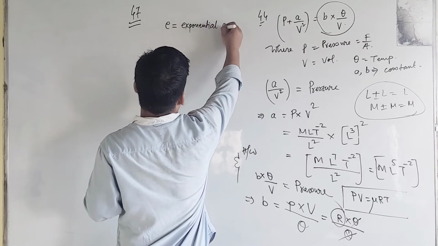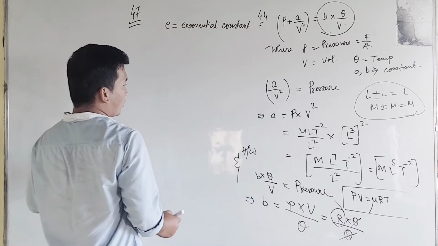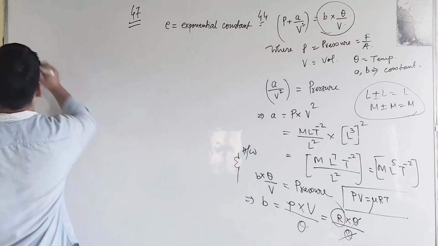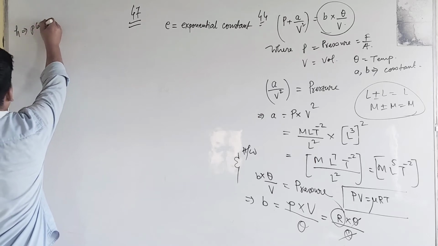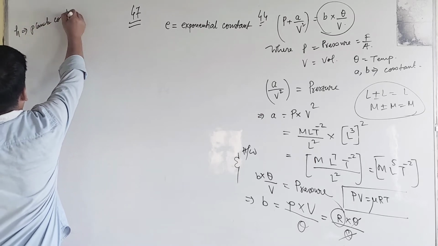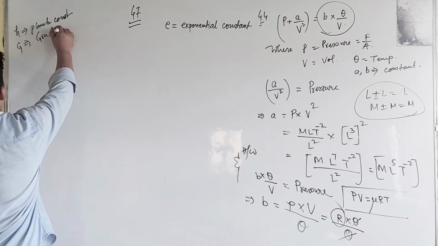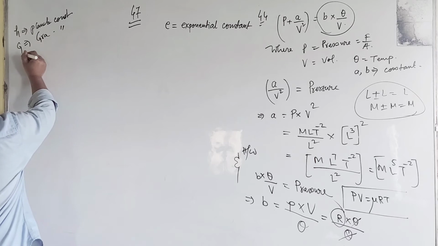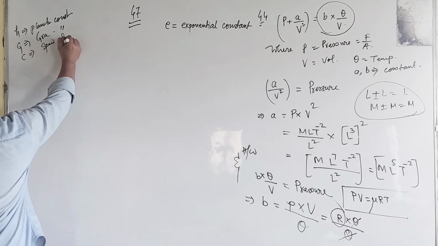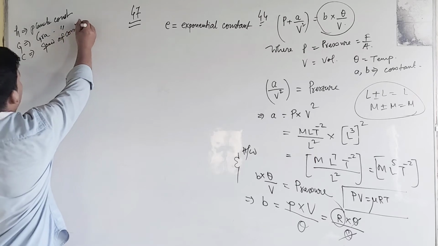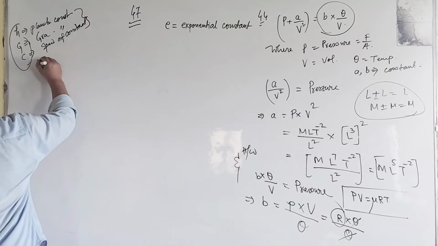We have already found out the value here. h is known as Planck's constant. G is the gravitational constant. C is the speed of light, which is also a constant. These three parameters are constant. Even though they are constant, they have their dimension.